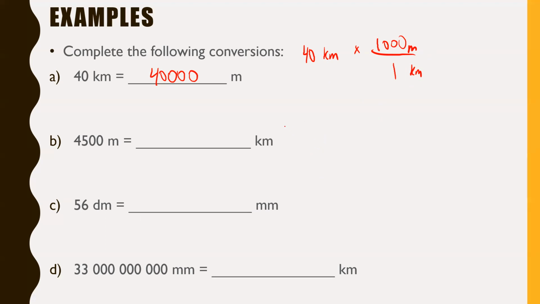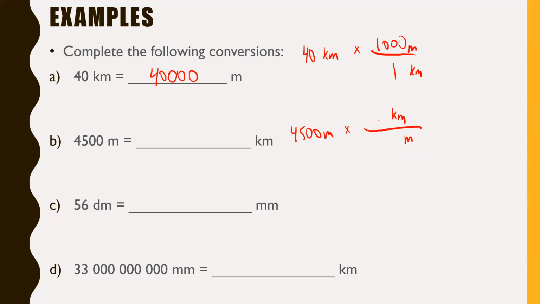I'm going to use that same kind of strategy from before. So I got 4,500 meters, and I want to turn it into kilometers. So I'm going to multiply. I'm going to make sure kilometers are on the top this time, and the thing I want to get rid of, in other words, meters, is going to be on the bottom. Always, always, always put the unit that you want on the top, right? That's the thing you want to keep, and the thing that you want to get rid of, in other words, meters here, put that on the bottom.